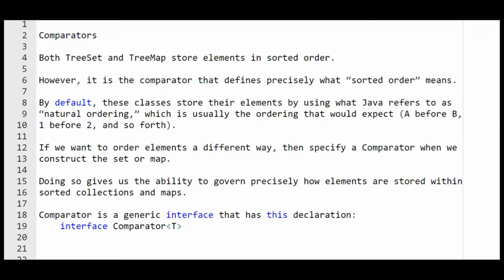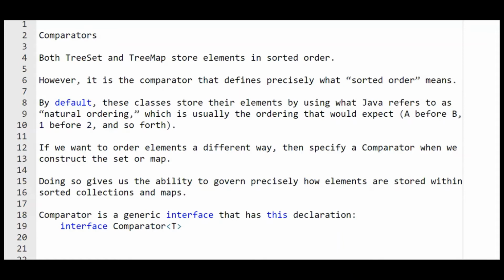If you want the elements to be ordered in a different way, then we must specify the comparator in the constructor, and this comparator must be specified when we create the map or the set itself. So by specifying it at the beginning, the Java runtime will be able to organize the elements as they are added, in sorted order. So Comparator is a generic interface, with a declaration like interface Comparator<T>. T is nothing but the type of the object that is being compared.